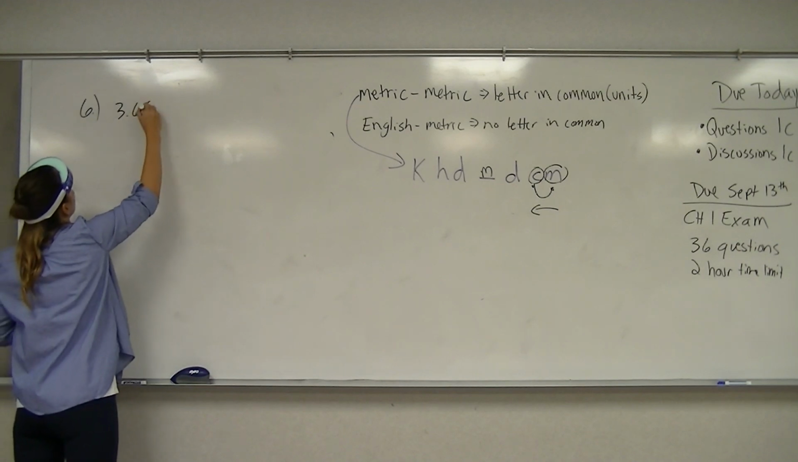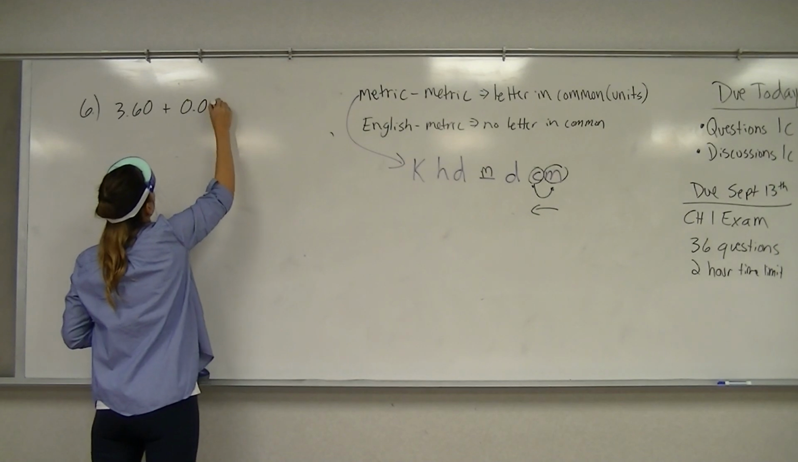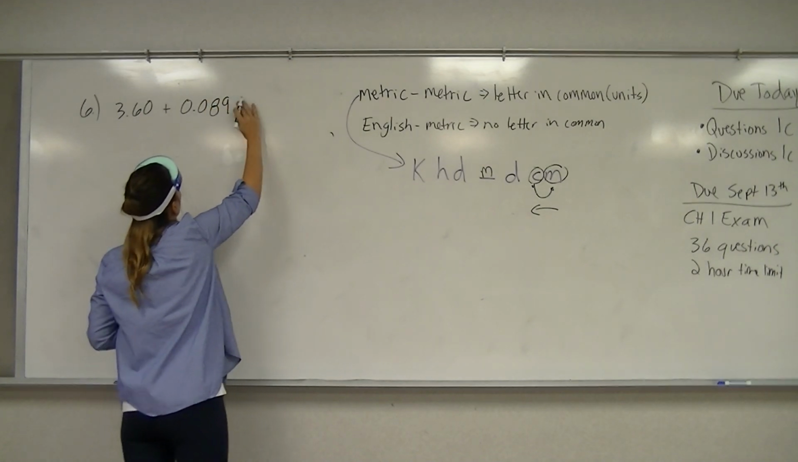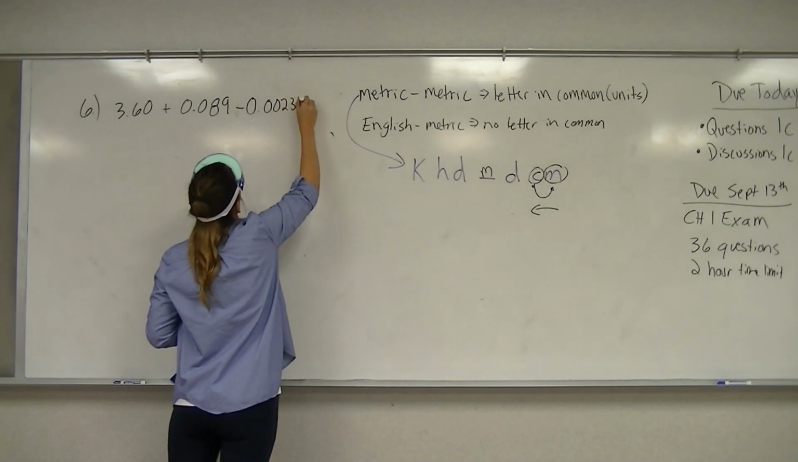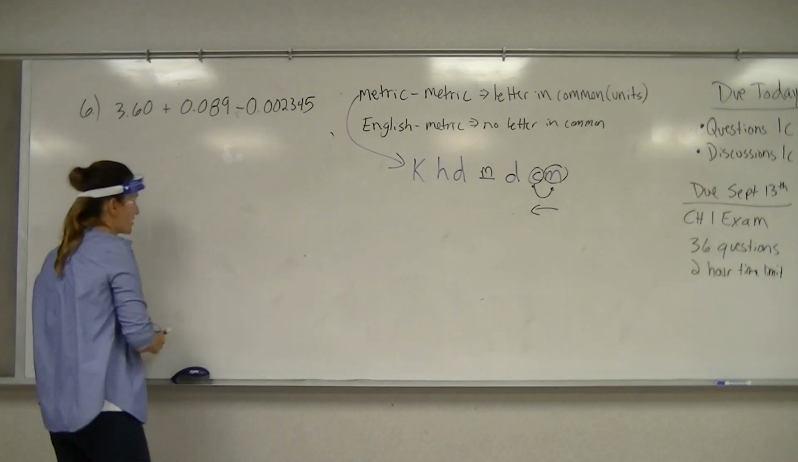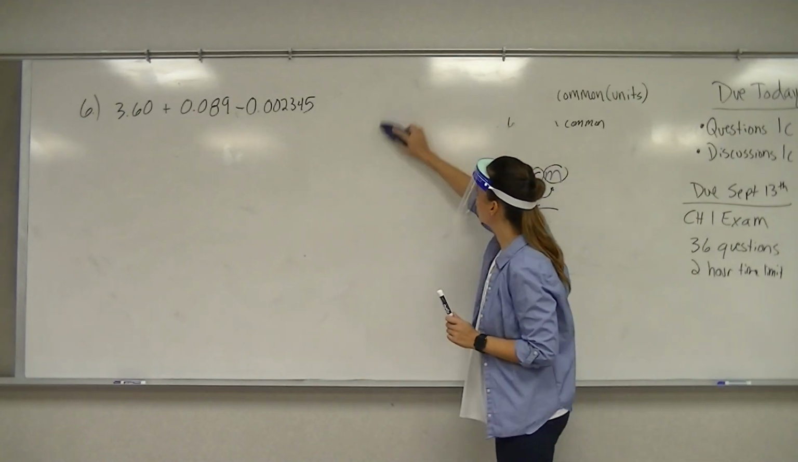3.60 plus 0.089 minus 0.002345. Oh, so this is just a reminder of how to do the rules for addition.